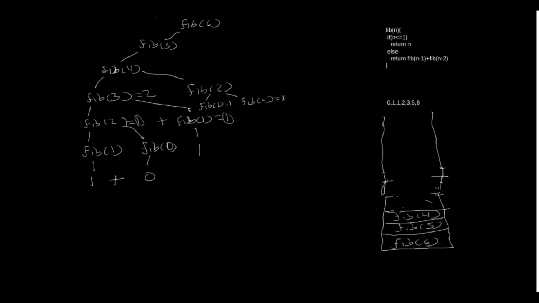So what's 1 plus 0? 1. So fib of 4 is 3. So 2 plus 1 equals 3, because this is 1 plus 0. It's similar to the one on the left of the tree.